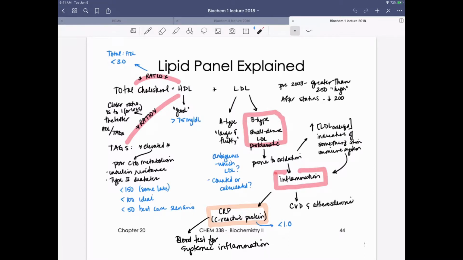Just to highlight some important numbers with your triglycerides: some labs say that if you're less than 150, you're okay. Ideal is probably less than 100. Best case scenario, if you can keep your triglycerides under 50, that's probably a reasonable number to think about. One other thing we didn't talk about is the ratio between your total cholesterol and your HDL. Having a high HDL and a low total cholesterol is going to give you a smaller ratio. So less than 3 is going to become important there.